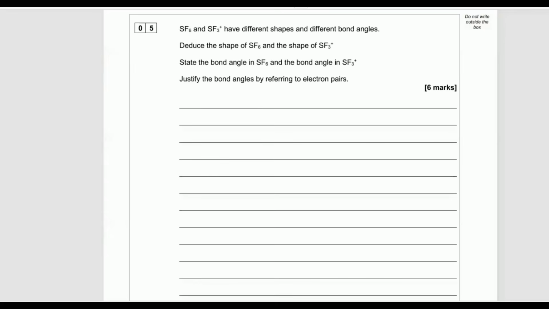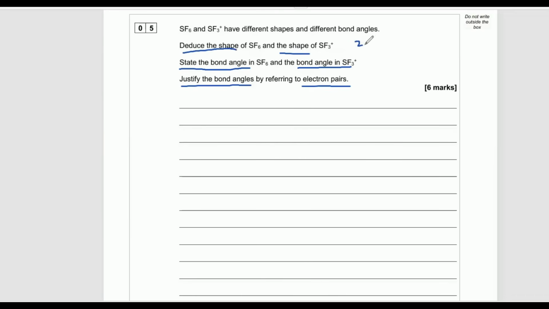Welcome to Let's Get to the Marks, going over shapes and molecules for AS Chemistry, also A-level chemistry. So we've got question 5 here. SF6 and SF3 plus have different shapes and different bond angles. Deduce the shape of SF6 and the shape of SF3 plus. State the bond angle in SF6 and state the bond angle in SF3 plus. Justify the bond angles by referring to electron pairs.